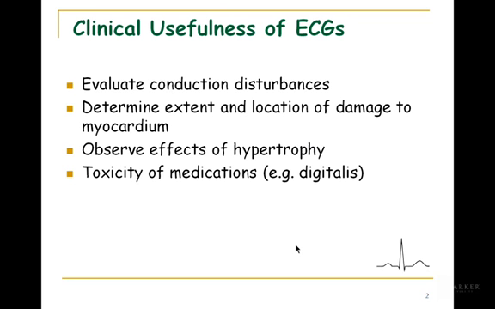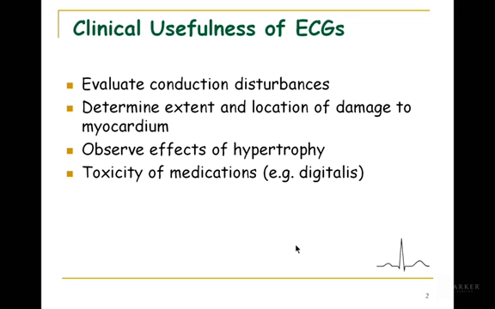One of the things it can do is show us problems with conduction. Is there a block in the conduction system going from the SA node to the AV node? Is the AV node not functioning properly? Is there a block within the Purkinje system? And believe it or not, many times in lab, we have detected problems with conduction in students at Parker.